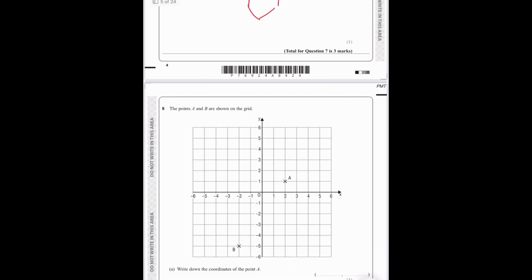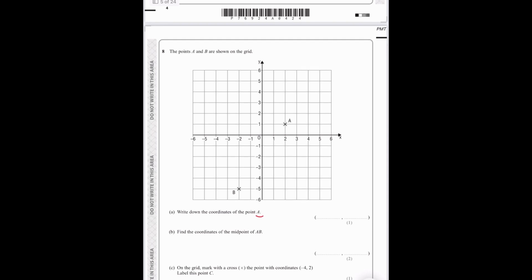The points A and B are shown on the grid. Write down the coordinates of point A. Well, here's the A, so it's 2 across and 1 up. So that's 2, 1. Find the coordinates of the midpoint of AB.